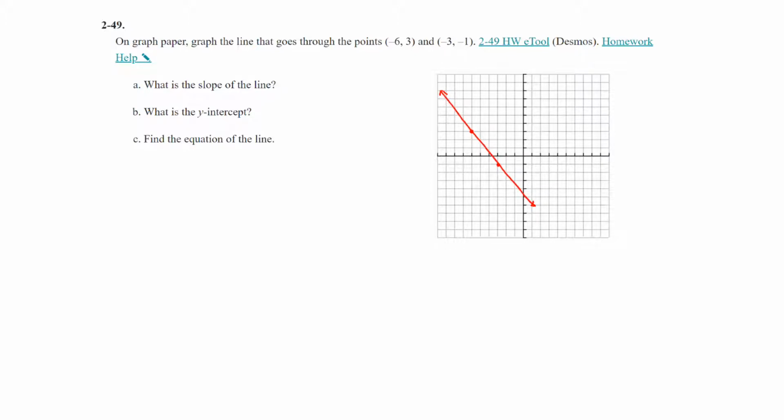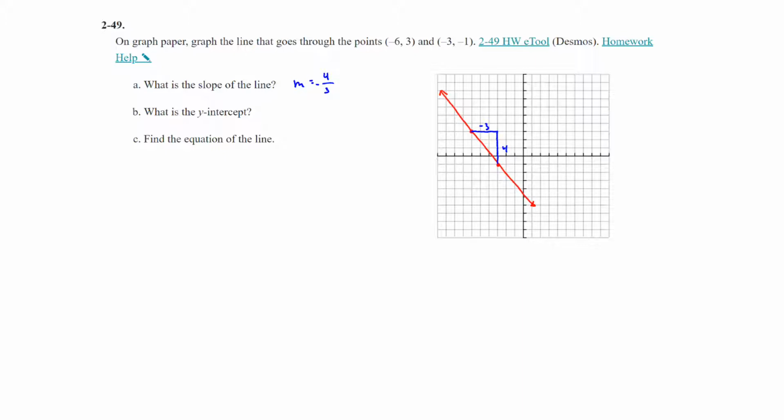What is the slope? Well, let's just do our slope triangle. So we're going up 4 units, and then to the left 3. So our slope is negative 3/4. Let's try that again. We're going up 4, so it's 4 over negative 3, or negative 4/3.